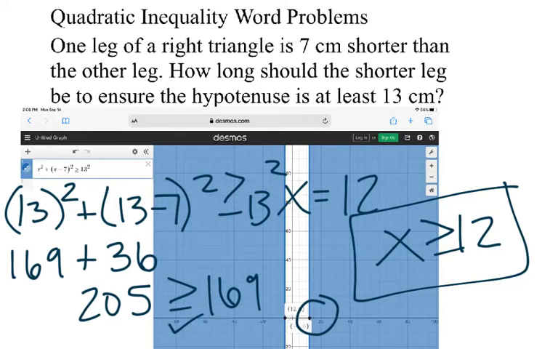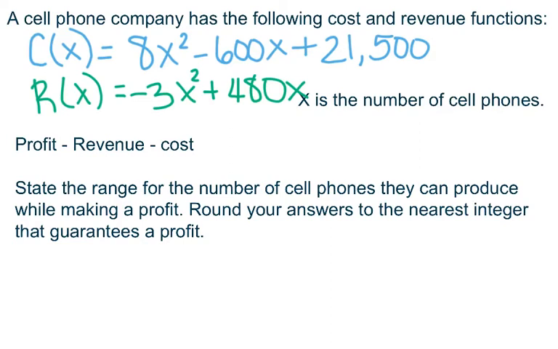All right, let's do one more word problem because everybody loves them. Okay, so a cell phone company has the following cost and revenue functions. So the blue one is cost, the green one is revenue. X is the number of cell phones. If you don't know this part, sorry, that's supposed to be profit equals revenue minus cost. That's just something you're supposed to know. We're going to state the range for the number of cell phones, X, they produce while making a profit.